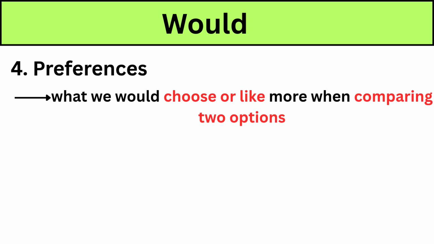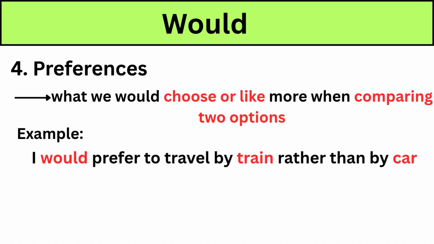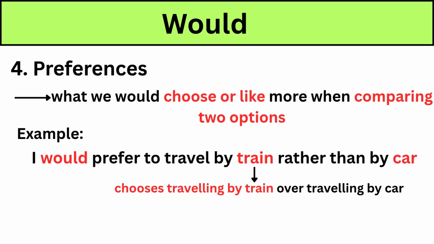Number four, preferences. We use would to talk about what we would choose or like more when comparing two options. For example, I would prefer to travel by train rather than by car. Here, the speaker chooses traveling by train over traveling by car, so we use would.